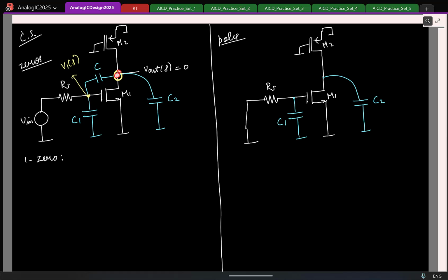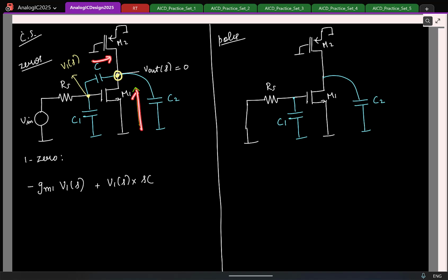So help me write KCL at the output node. What is the current flowing? Let's write the current in this direction. What is the current flowing through the transistor in this direction? Very good. Minus GM1 times V1 of S. What is the current flowing through the capacitor in this direction? This potential is V1. This is 0. V1 of S times sC.